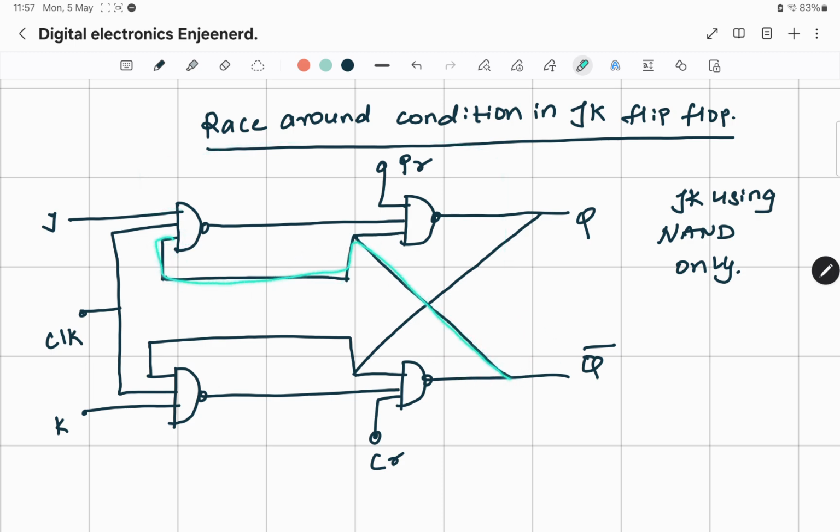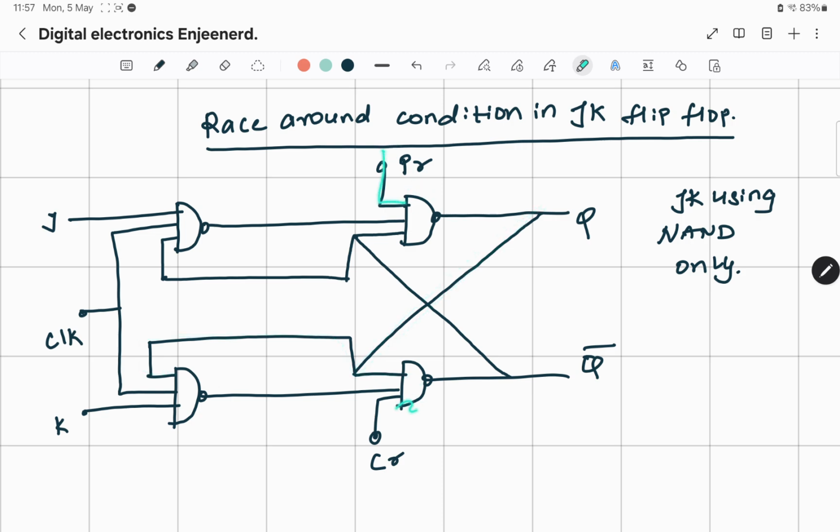So this is still Q bar which is coming in J, and the crisscross connection which you already had previously, right? Similarly, here also you have K as input, clock is connected between these two, and K was multiplied by Q. So this is still your Q connection which is coming, and this Q also went as a crisscross connection to this NAND gate, right?